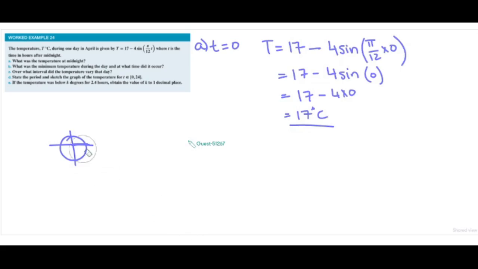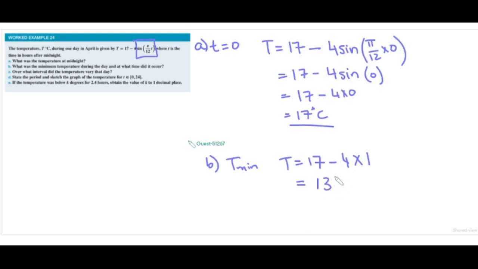Okay, and then what's part B? Minimum temperature during the day, and at what time did it occur? Okay, so how do we get the minimum temperature? You can just do 17 minus 4. Yeah, and the reason we do that is the max value that sine of an angle can take is 1, right? So you're just replacing that by 1. Yep, good. So 17 minus 4 is just 13 degrees.